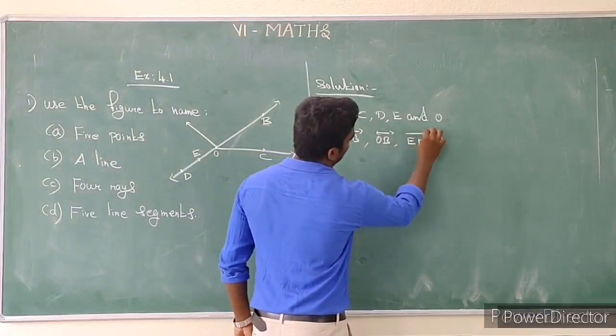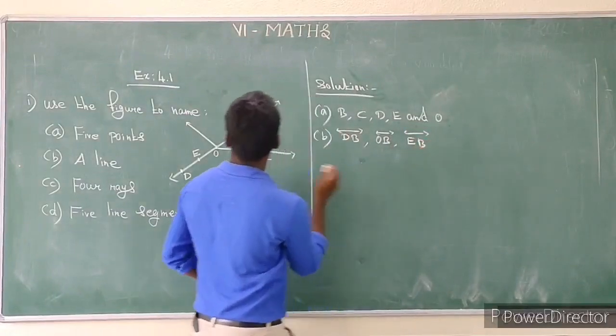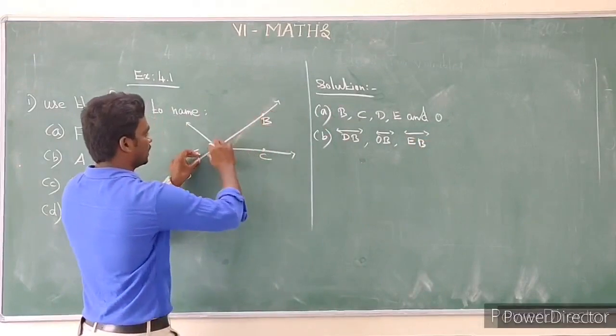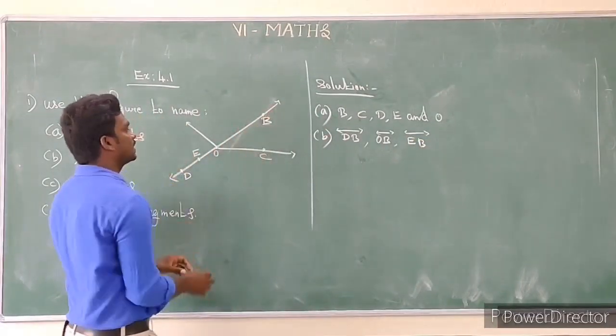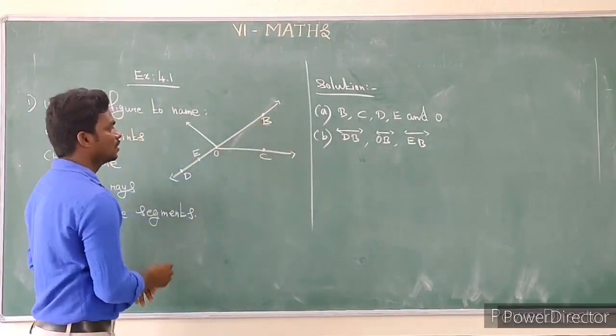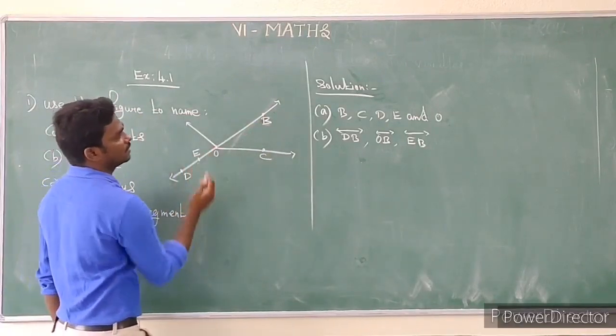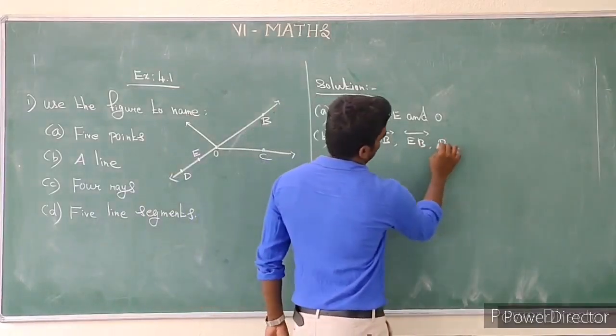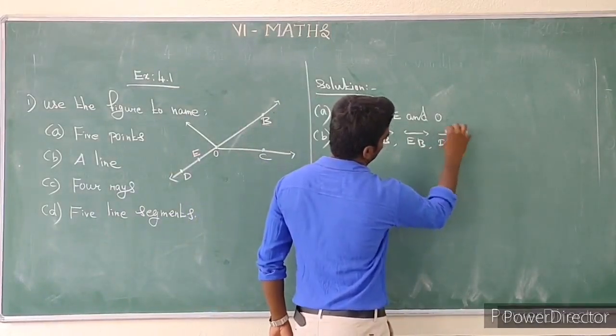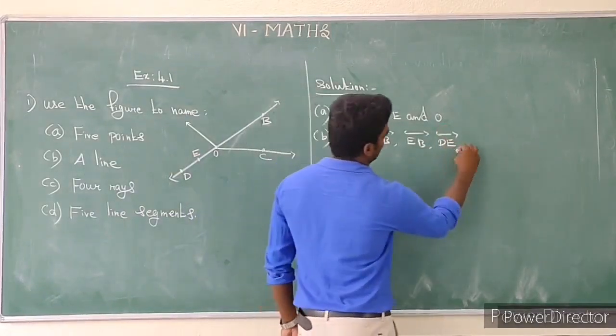EB is also a line. That means EB is a line segment which is extended on both sides endlessly. So EB is a line. What is the next one? Next one, line BE is also a line, right? So this matter is accepted now.